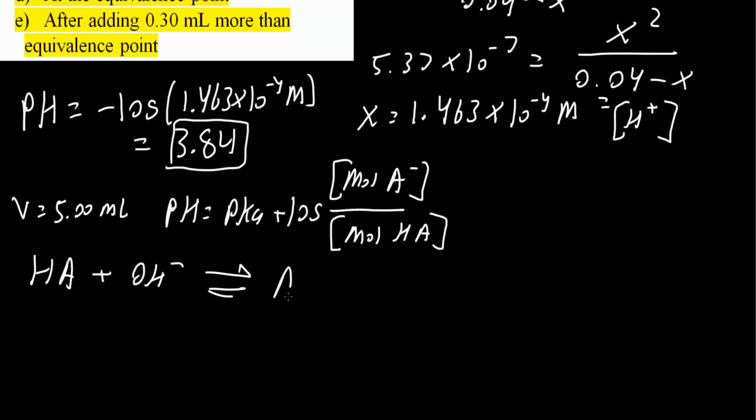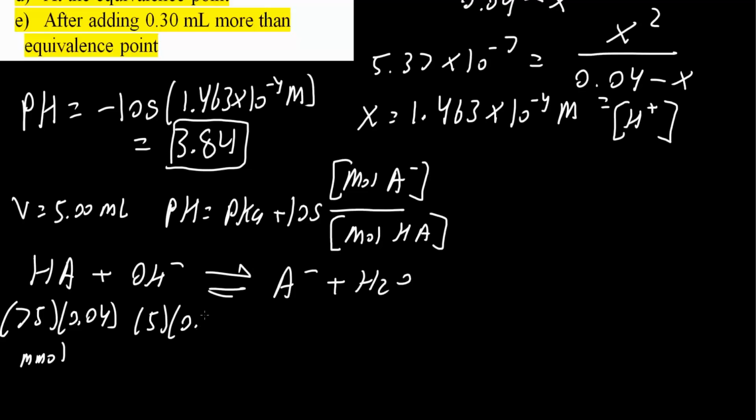We would get A minus plus H2O. HA, we had 75 mils, and the molarity was 0.04, so we would get millimoles. Next, we have OH minus, we had 5 mils, times our molarity, which was 0.2. This will also be in millimoles.